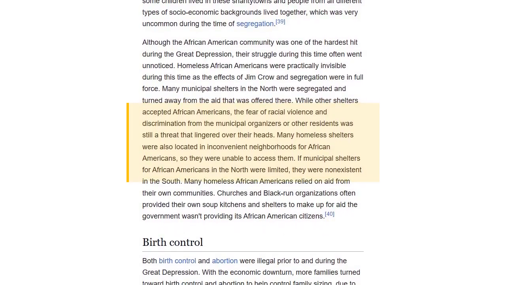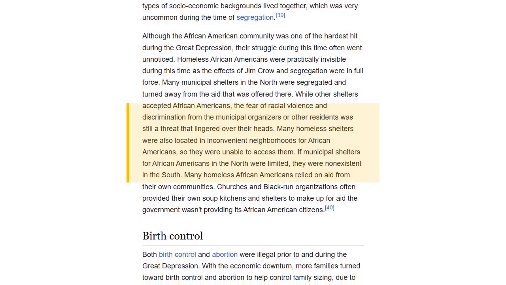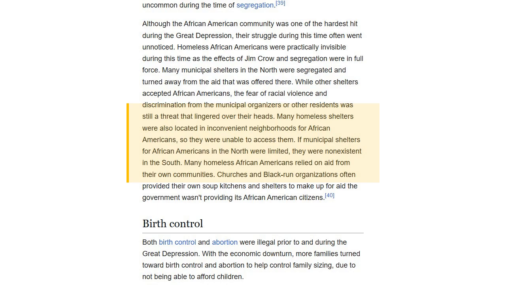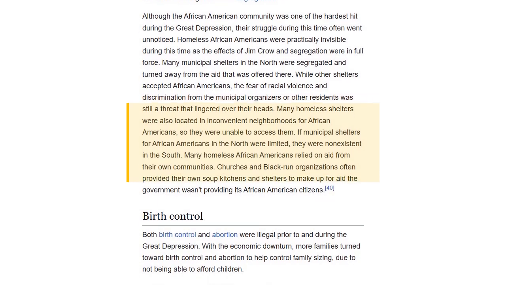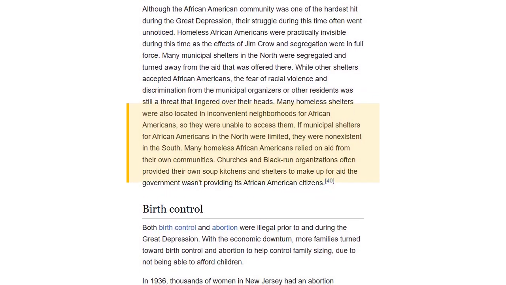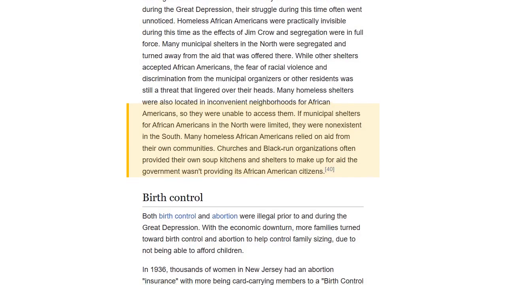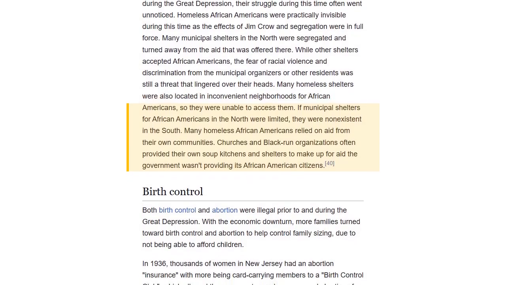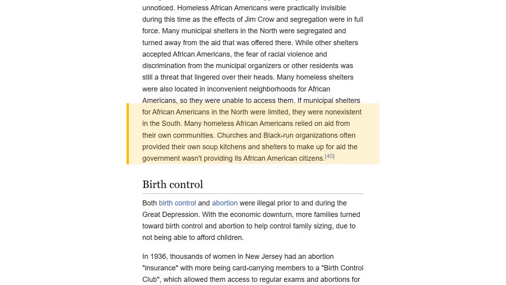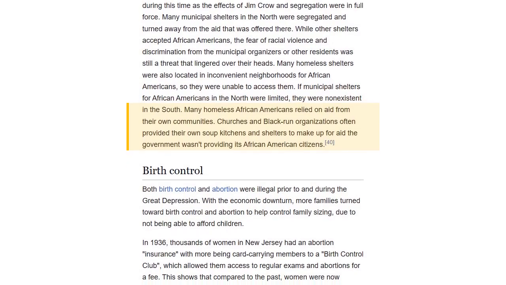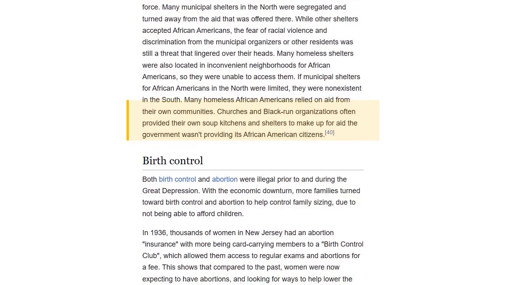Many homeless shelters were also located in inconvenient neighborhoods for African Americans, so they were unable to access them. If municipal shelters for African Americans in the North were limited, they were non-existent in the South. Many homeless African Americans relied on aid from their own communities. Churches and black-run organizations often provided their own soup kitchens and shelters to make up for aid the government wasn't providing its African American citizens.